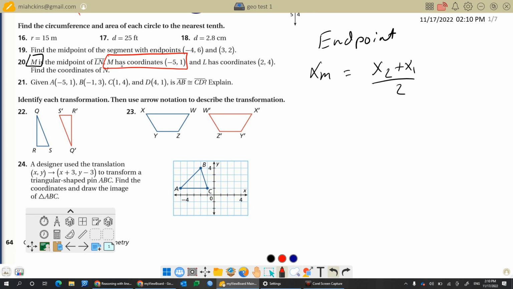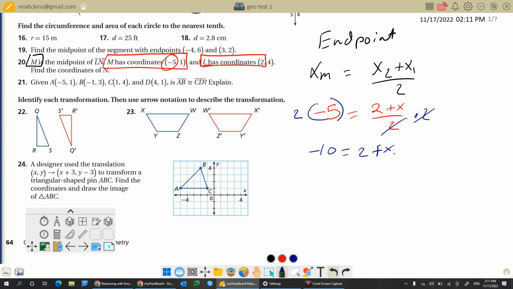So we're told that our midpoint is -5, 1. Well, so what is the midpoint of our x? It's -5. So -5 is equal to, and then we have L. What's that? That's 2 plus x divided by 2. And then we can solve for the missing x by multiplying by 2 on both sides. They cancel out, and we're left with -10 is equal to 2 plus x. So what do we do here? Well, we subtract 2, so -12 is equal to x.